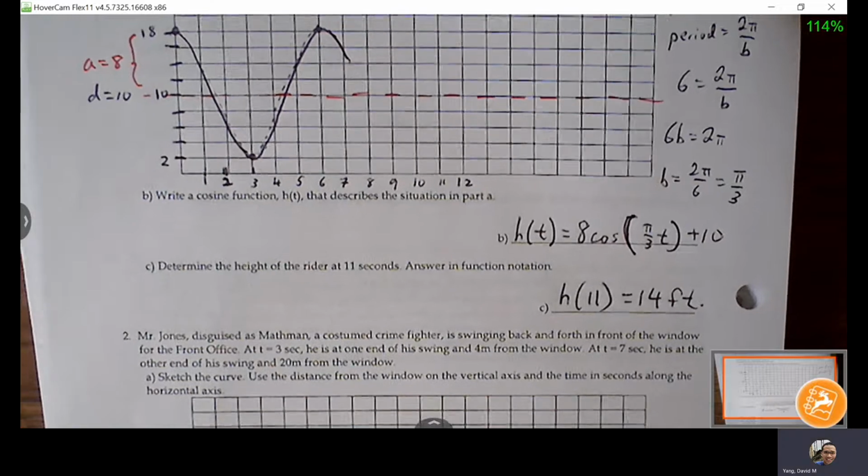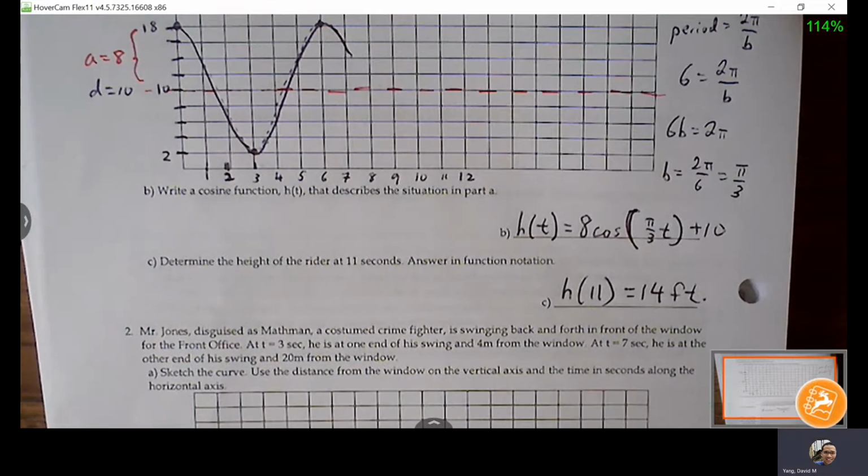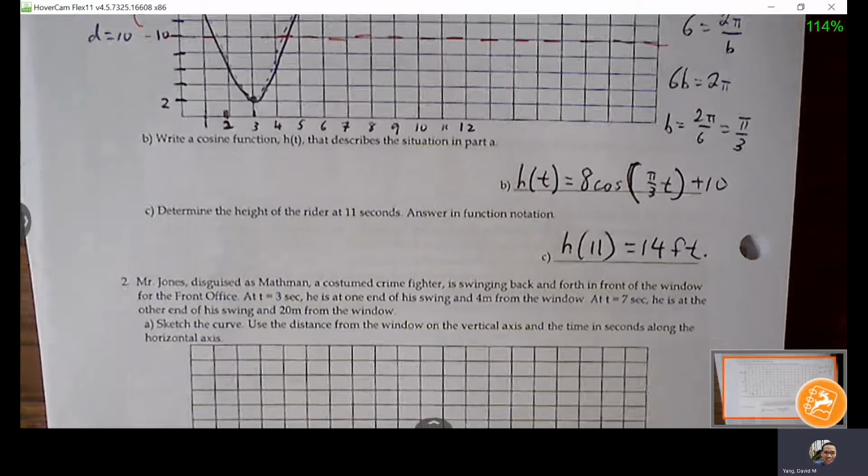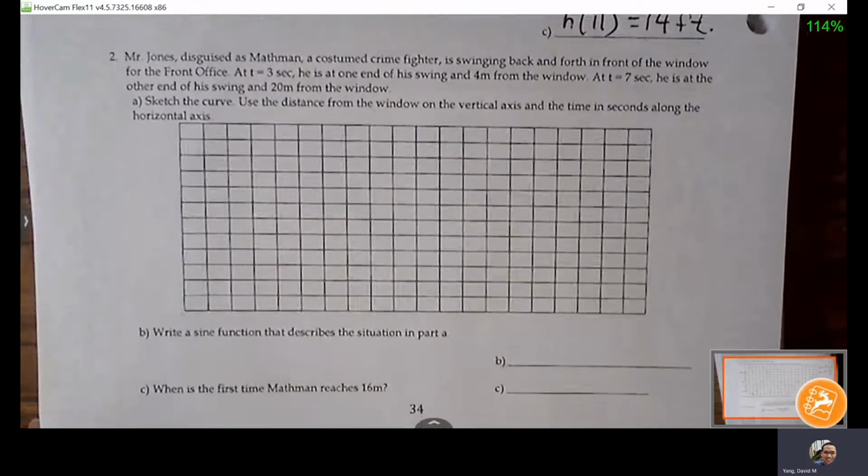All right, number 2 is a little bit more involved because there will be a phase shift and we have to use sine. Okay, so let's read number 2 here.